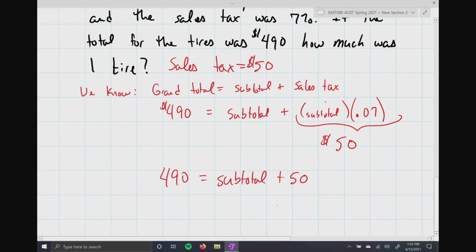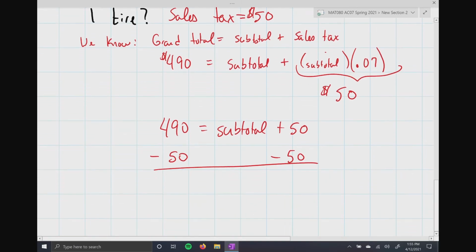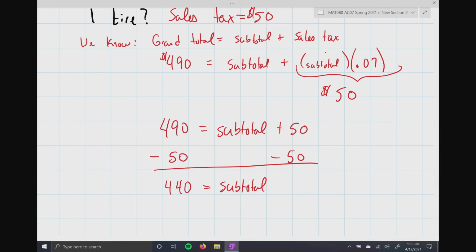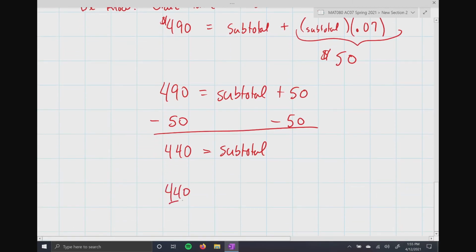So now, to solve this, I just subtract 50 from both sides. That gives me 440 equals my subtotal. And now, Alyssa, I just divide 440 by 4 because I have 4 tires on my car to equal $110 per tire. Which I think that's a pretty good price.